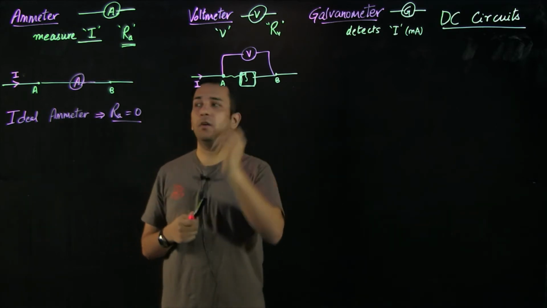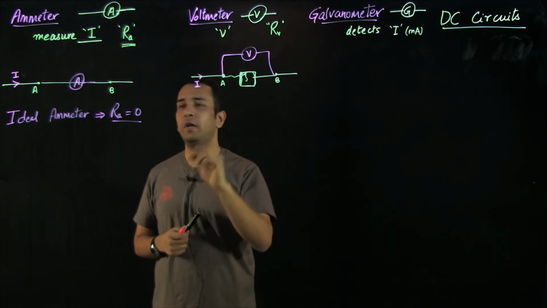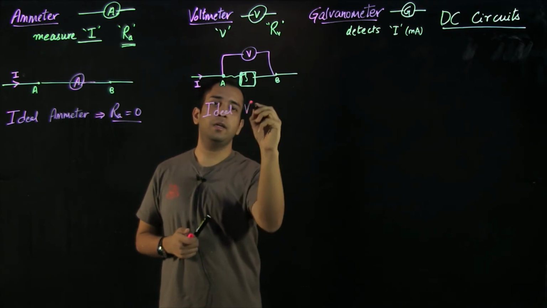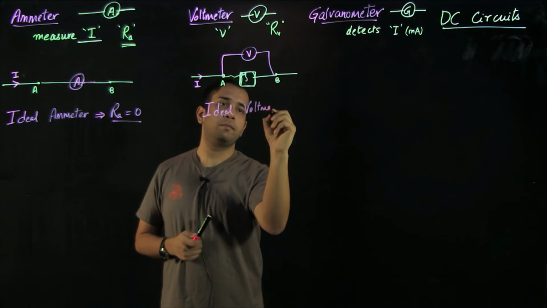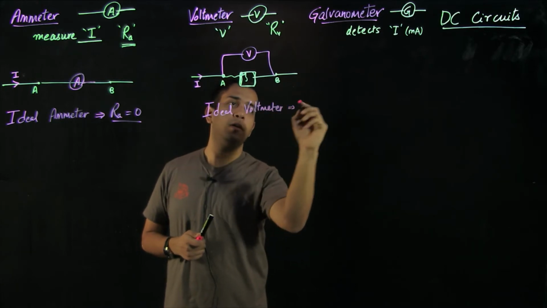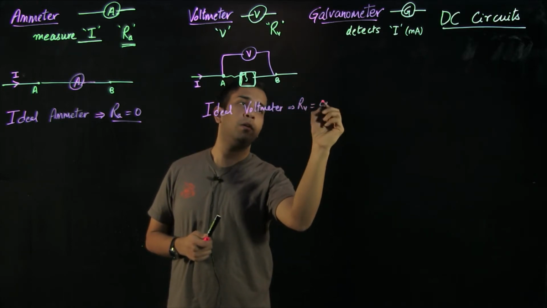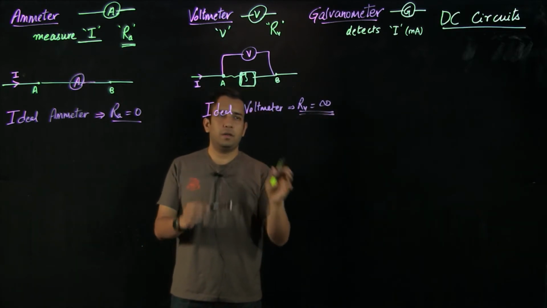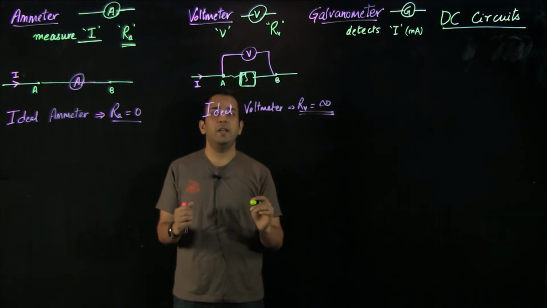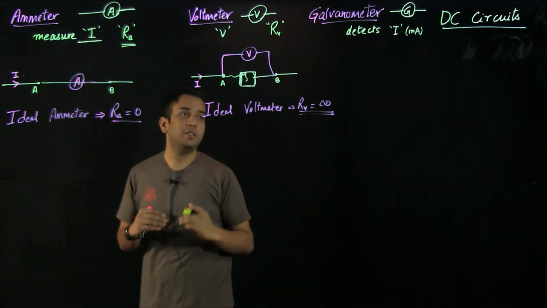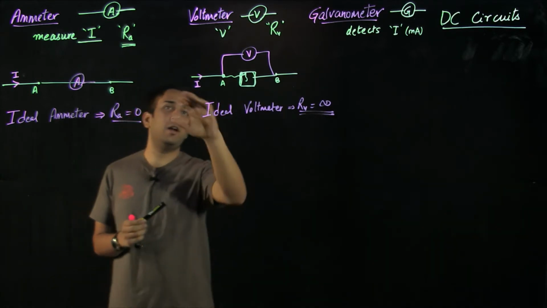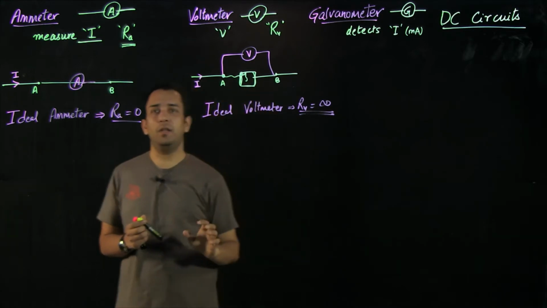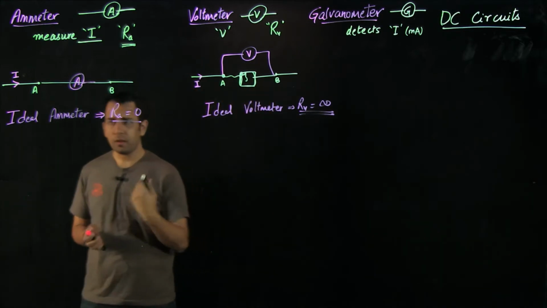So in case of an ammeter also, in case of a voltmeter also, we can establish an ideal characteristic, which is: the resistance of the voltmeter ideally for us should be infinity, so that it does not attract any current and the potential difference between A and B terminals remains unchanged.